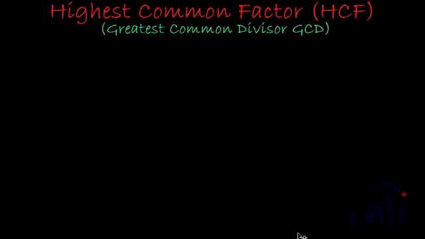So to understand it better, let me take one example. Suppose we have two numbers like 30 and 45. If I talk about the highest common factor of these two numbers, that highest common factor will be the largest number which can divide both 30 and 45 without leaving any remainder. Or you can say that the highest common factor or greatest common divisor of two or more numbers is the largest possible number which divides all the numbers completely, right?